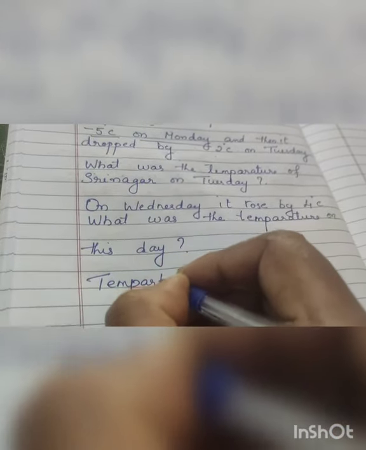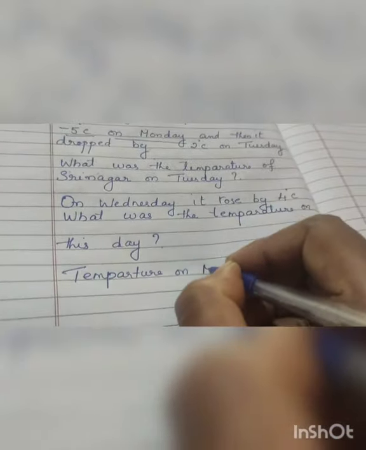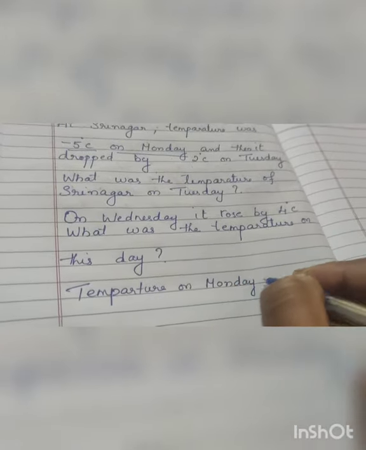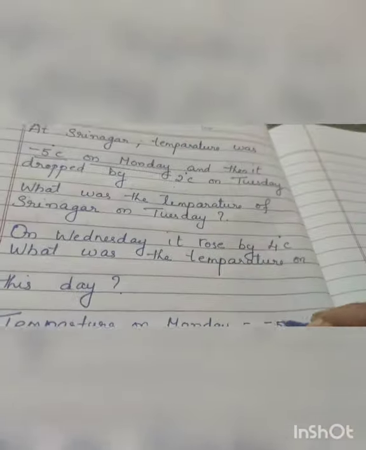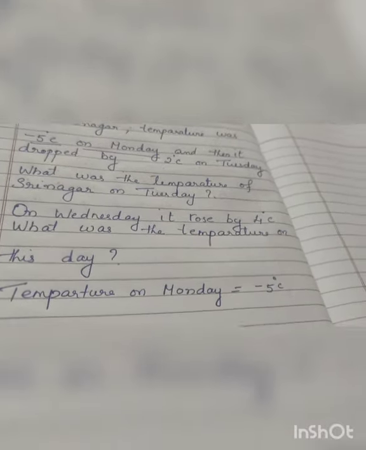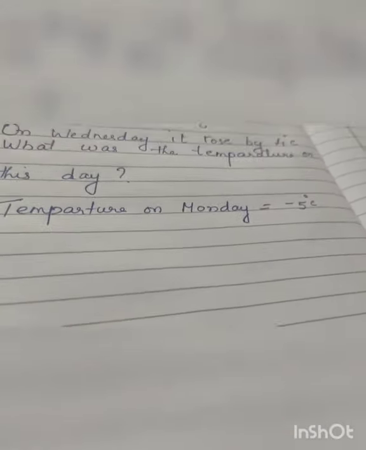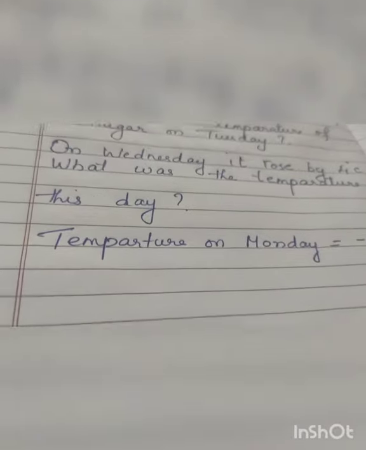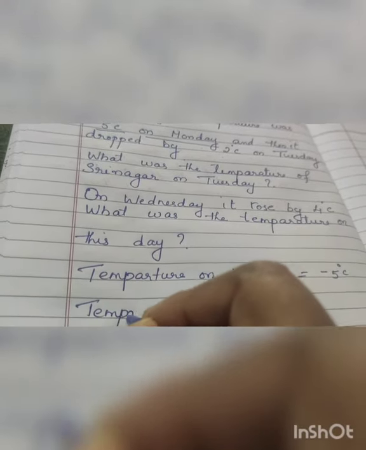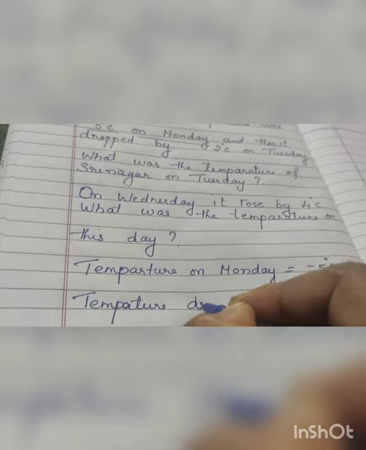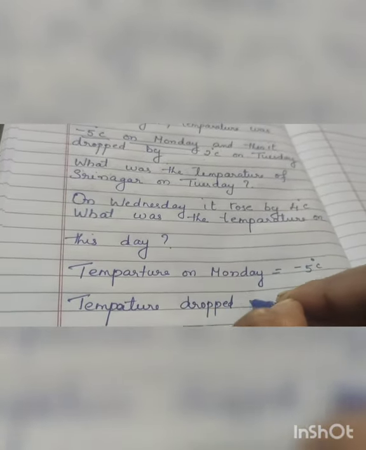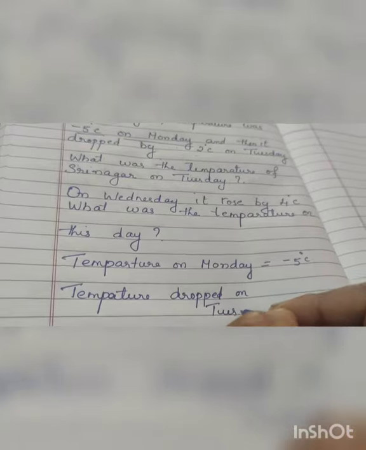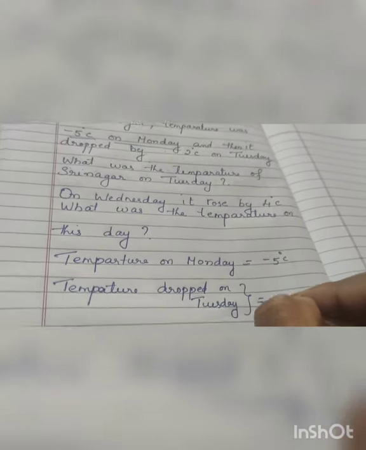First step, temperature on Monday. The actual temperature on Monday is negative 5 degrees Celsius. Then after that, on Tuesday, what happened? It is decreased by 2 degrees Celsius. Came down 2 degrees Celsius. So temperature dropped on Tuesday. How much it came down? 2 degrees Celsius came down, decreased.